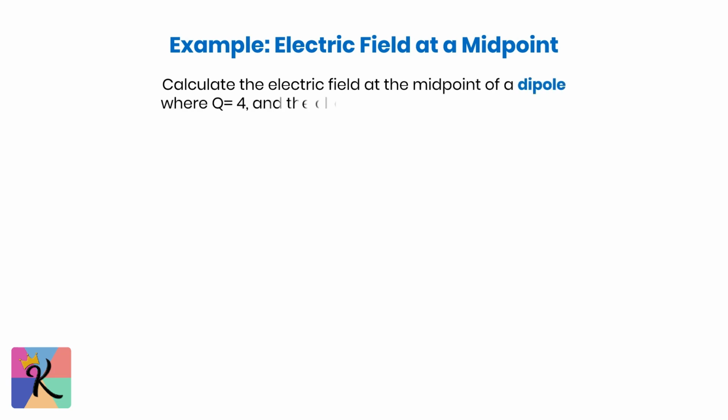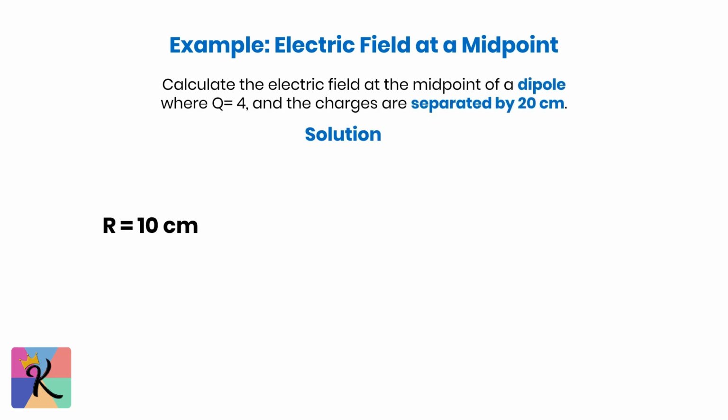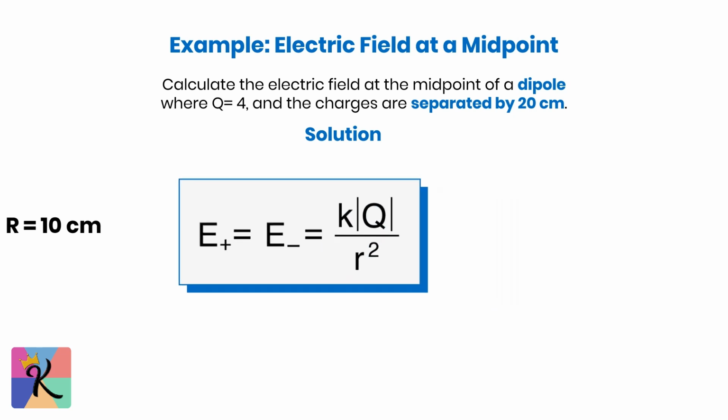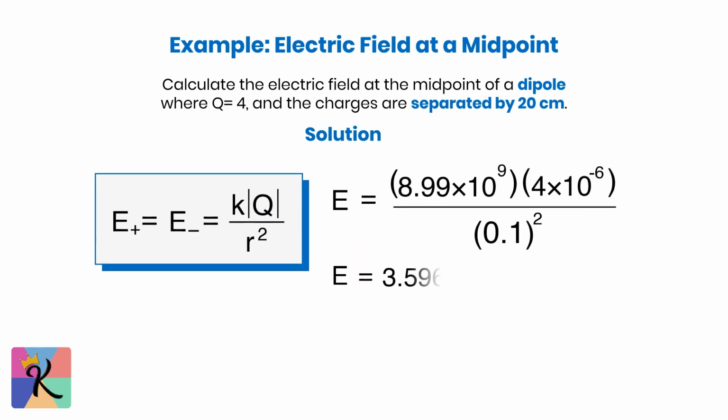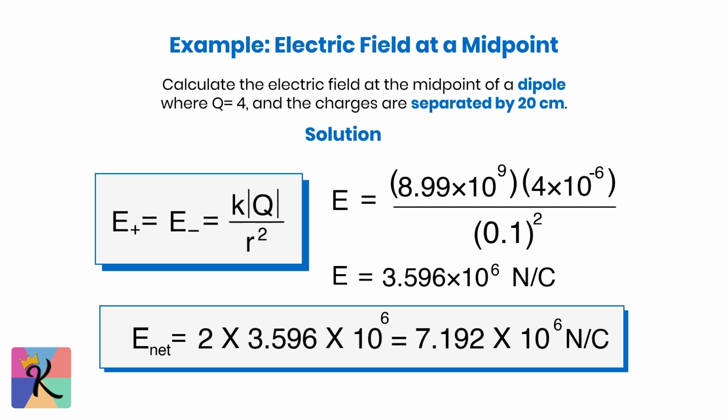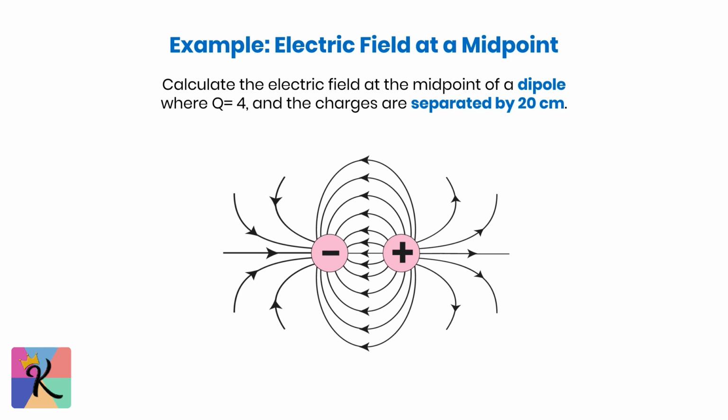Let's calculate the electric field at the midpoint of a dipole. At the midpoint, each charge is 10 centimeters away from P. Using the formula, E is equal to 3.596 times 10 raised to power 6. E net is equal to 2 times 3.596 times 10 raised to power of 6, which is equal to 7.192 times 10 raised to power 6 Newton per Coulomb. The net field points from plus Q to negative Q.